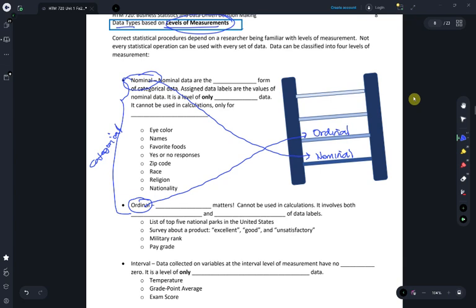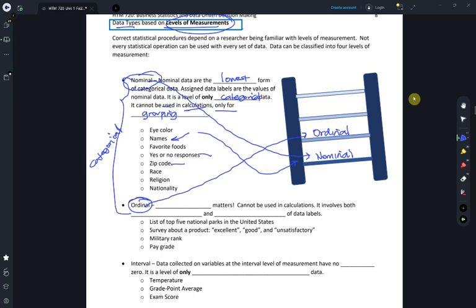You see, at the nominal level of measurement, these are the lowest form of categorical variables. And it is only a level for only categorical data. It cannot be used for calculations, only for grouping. So if you collected data on names, it will be at the nominal level of measurement just for grouping. Yes or no responses, zip code, and so on.